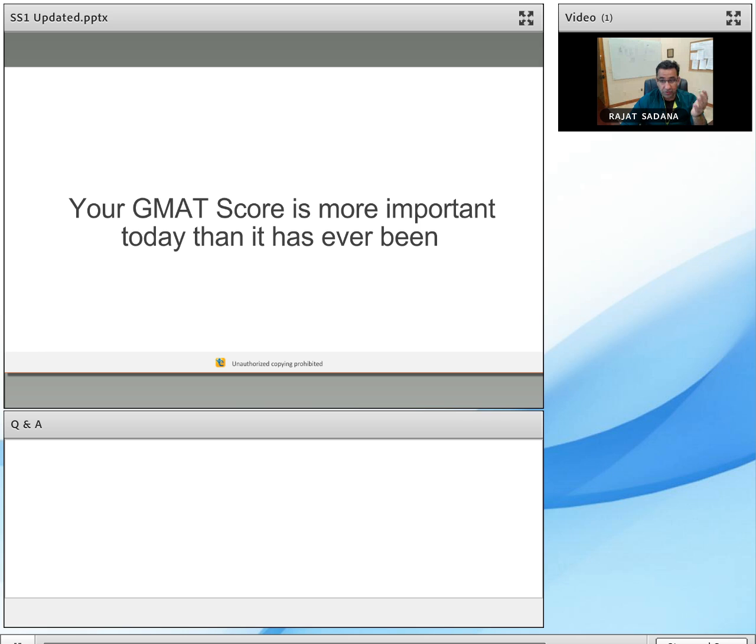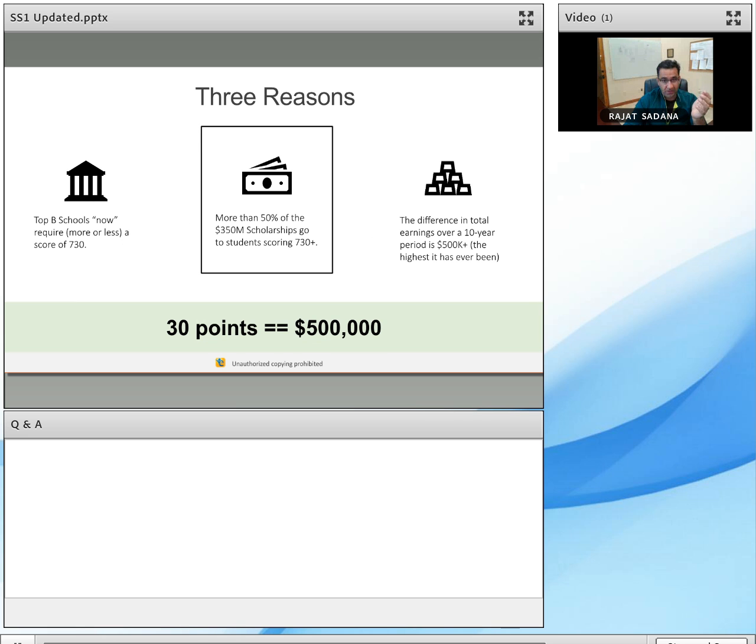Now, what this tells you is when it comes to your GMAT score, it's way more important than it has ever been overall. So let's go to the next piece over here, which is that more than 50% of the scholarships that are kept aside for the incoming class actually go to students who get a score of 730 or higher.